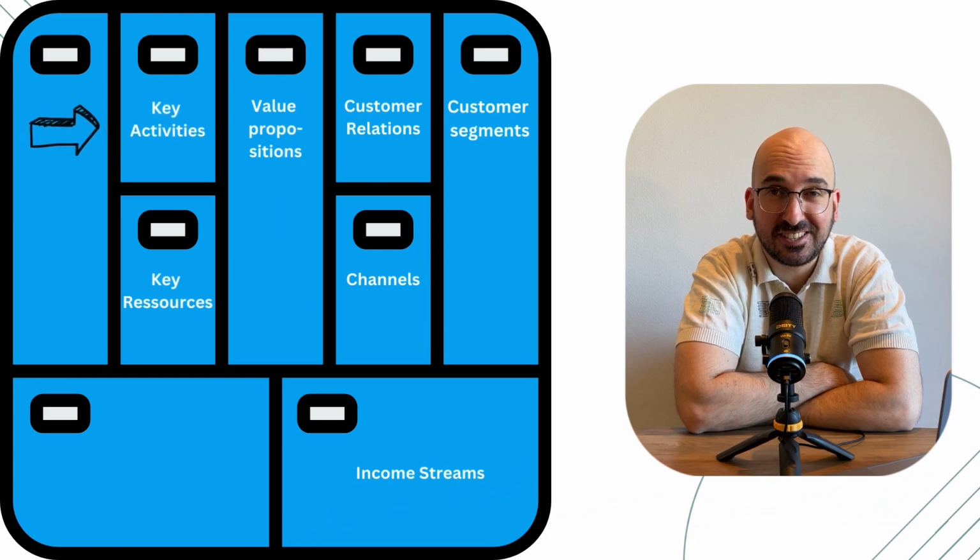Hi, today we will continue with our business model canvas part 2. If you didn't see part 1, make sure to check that video out. Today we will look at key resources, key activities, key partnerships and the cost structure.